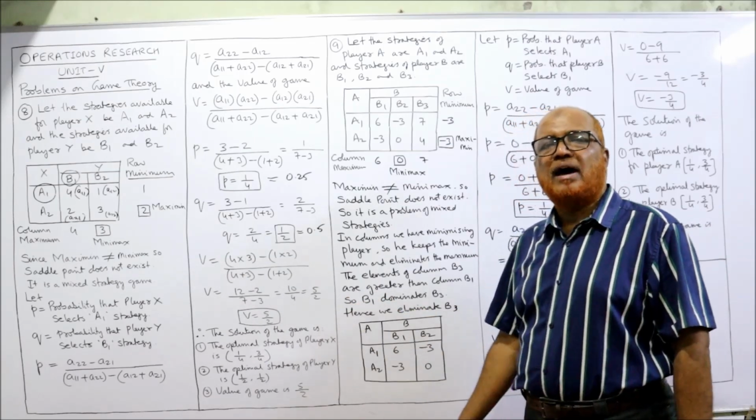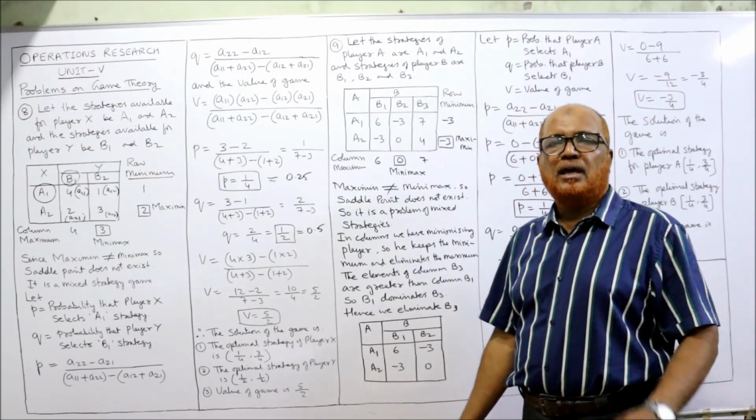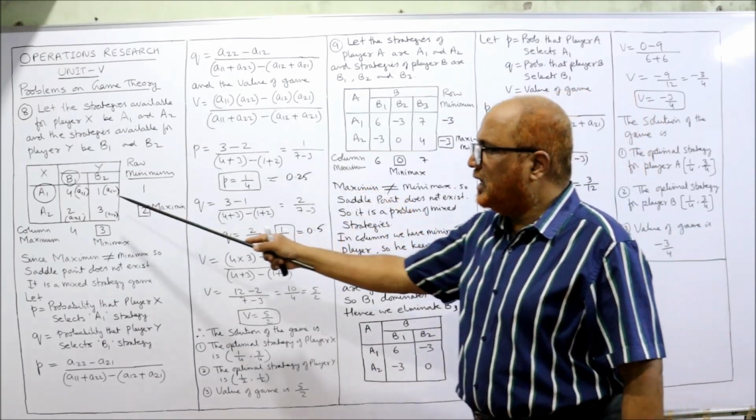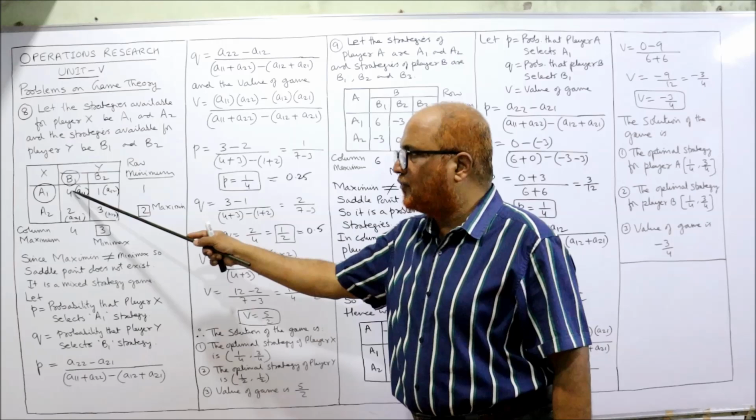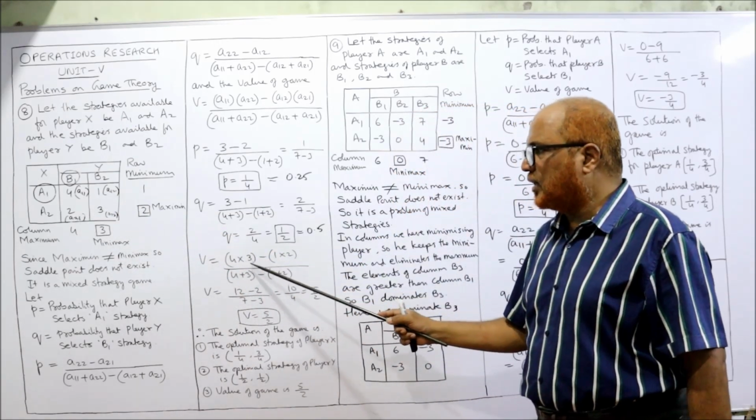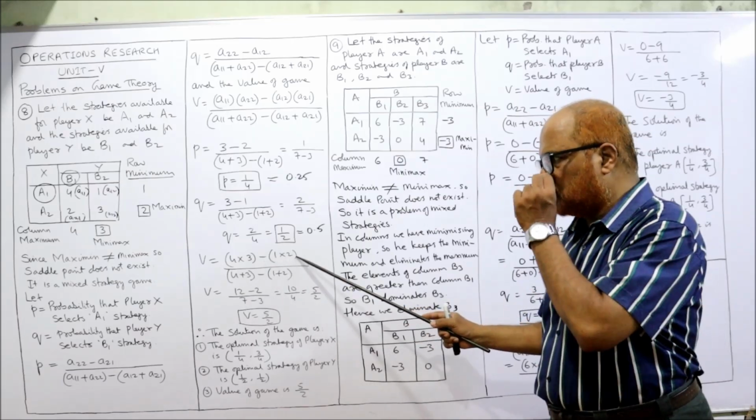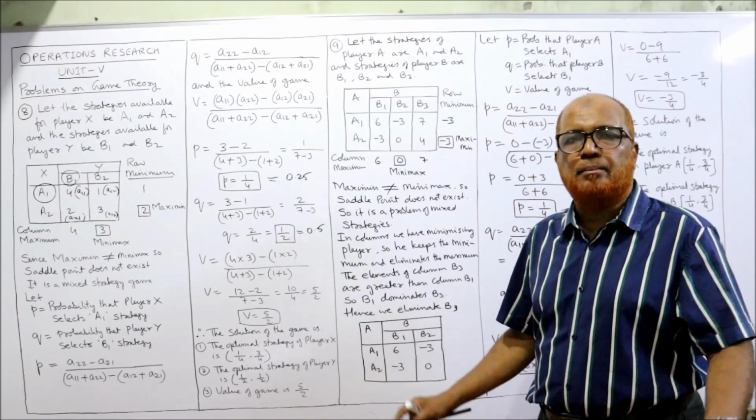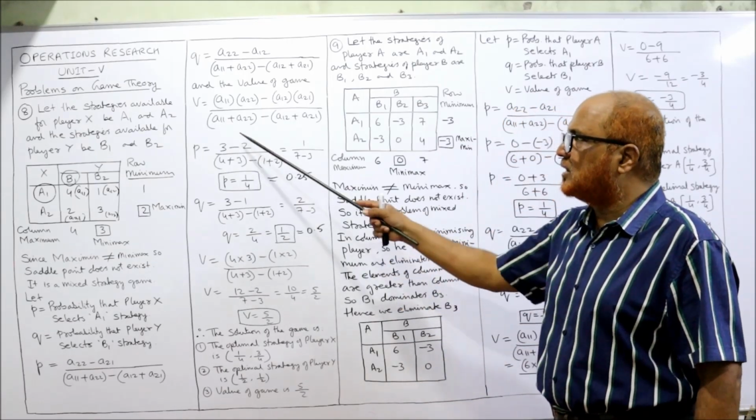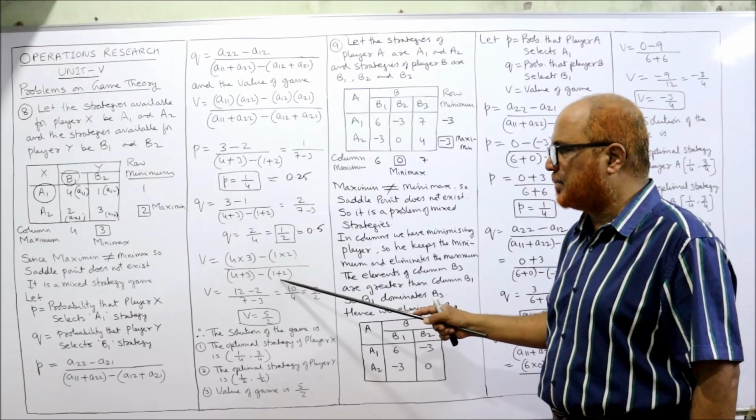Now V, the value of the game. A11 into A22, the formula is already here. A11 into A22, so 4 into 3 minus 1 into 2. The denominator is the same for all three. So 4 plus 3 minus 1 plus 2.